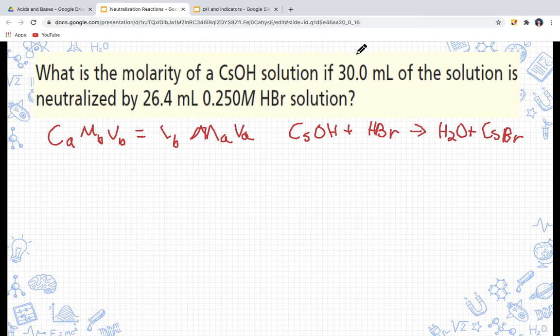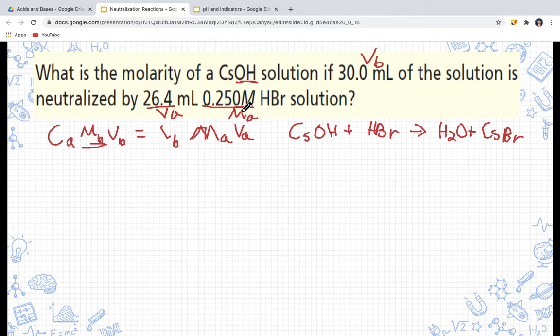This 30 milliliters, that's the volume of our base, right? Because this OH tells us that's a base. So this 26.4, that's the volume of our acid. And this is the molarity of our acid. And what we're looking for is the molarity of our base.